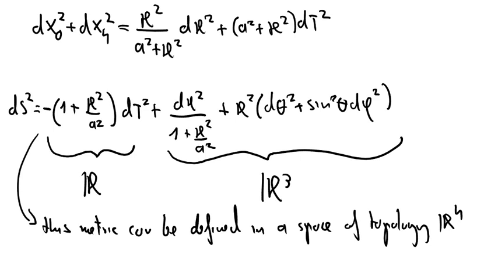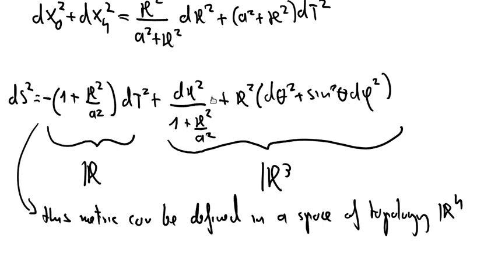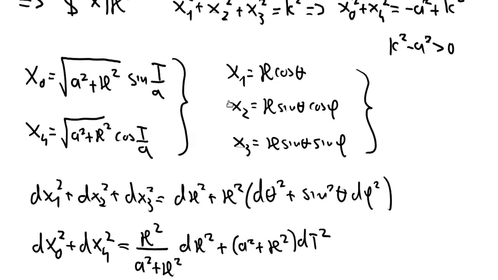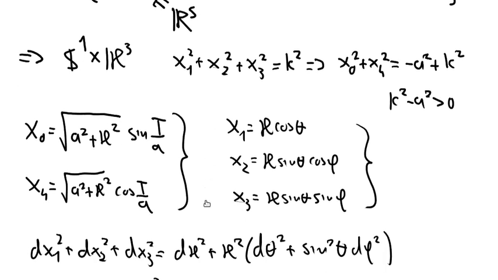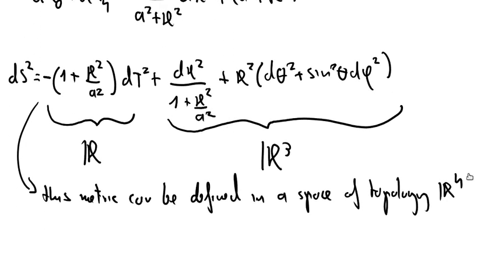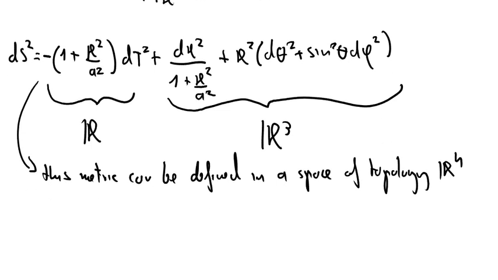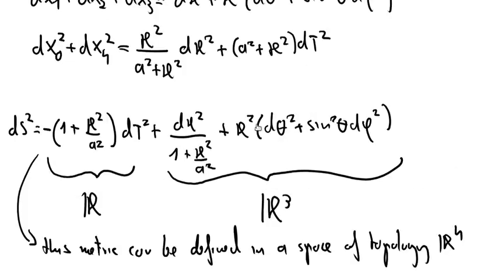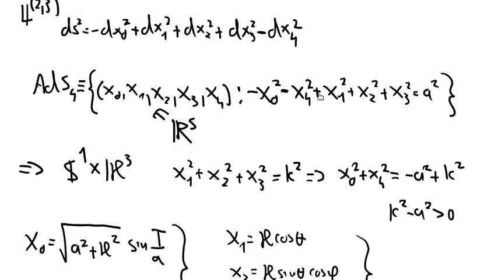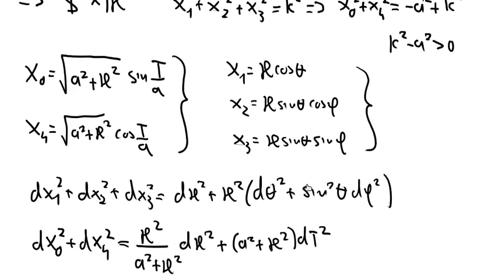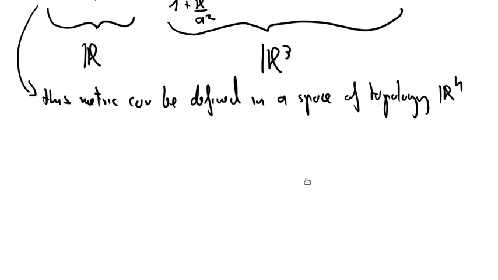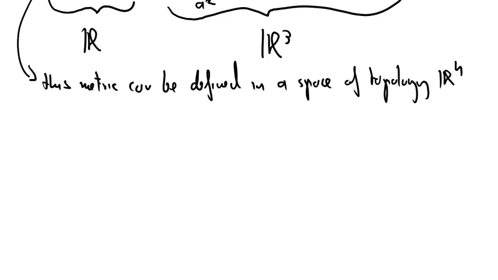So what has happened here? We started from something which I said has topology R cross S3, and now we end up in something which has topology R4. The reason why this is happening is because this metric can be defined in our original set with this topology, but it can also be defined in another manifold whose topology is R4. We can visualize that if we do a picture of this set. I prepared the picture for you, so I'm just going to put it in.